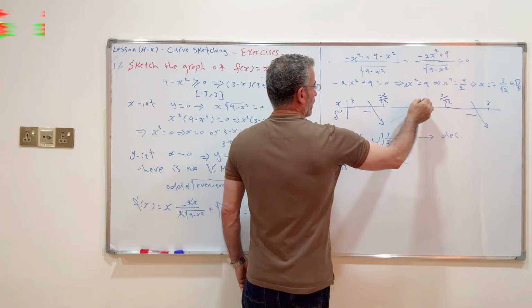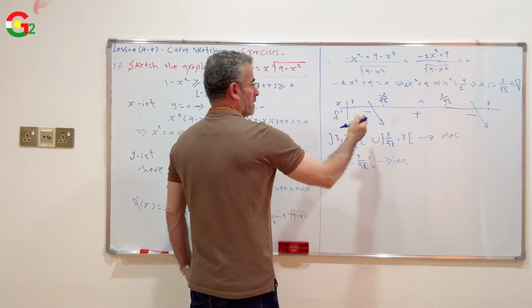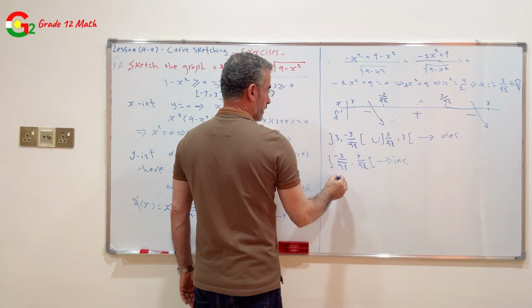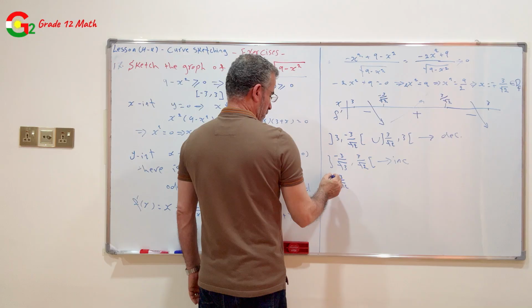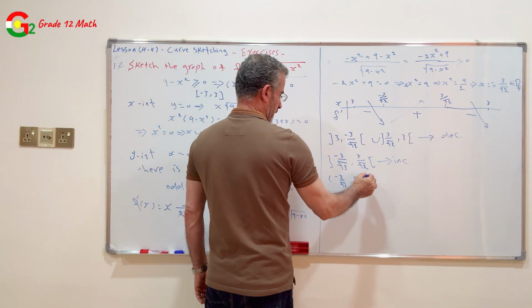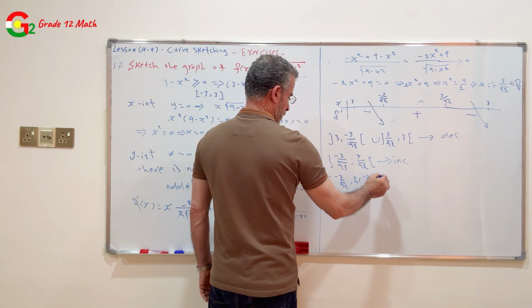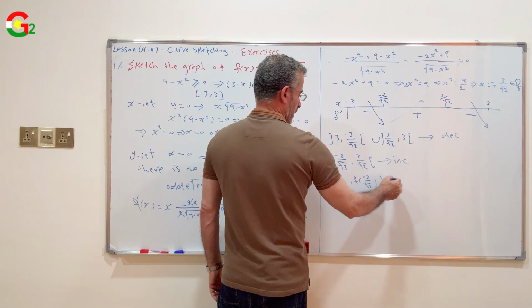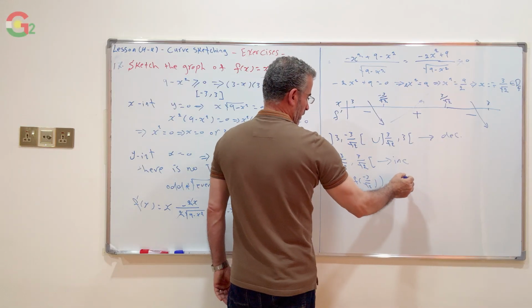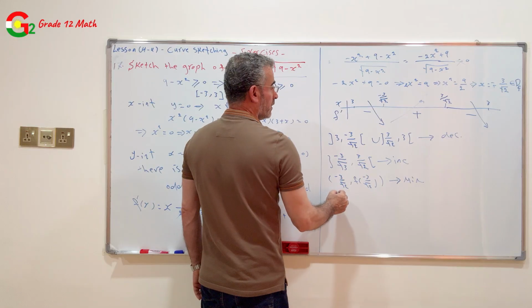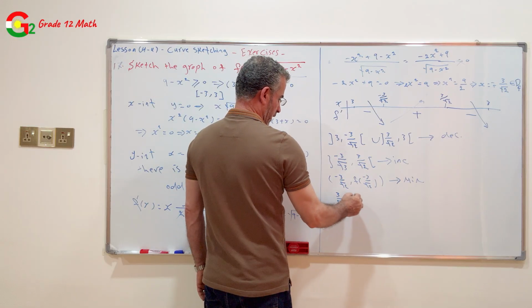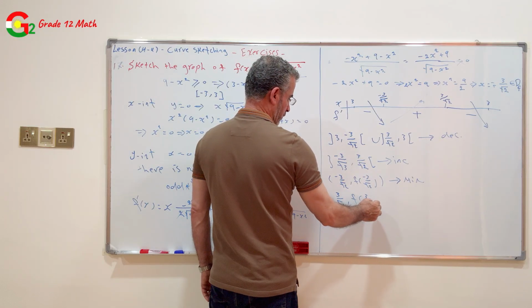And the function has a local minimum value at negative 3 over the square root of 2, f of negative 3 over the square root of 2. This is the point of minimum value, and a maximum value at 3 over the square root of 2, f of 3 over the square root of 2.